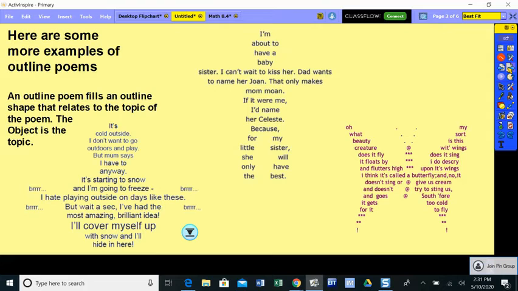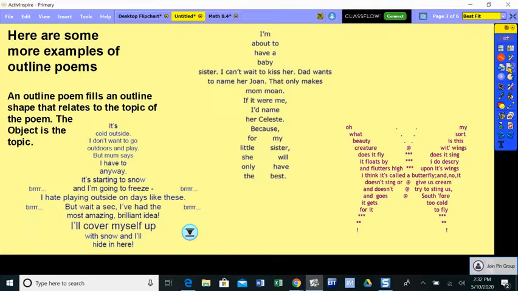Here's a couple more examples. These are two different types of concrete poems or shaped poems. The first one we want to talk about are called outline poems. As you can see here, the outline poem uses the words that fill in the shape that relates to the outline. The topic of the poem is about the shape.